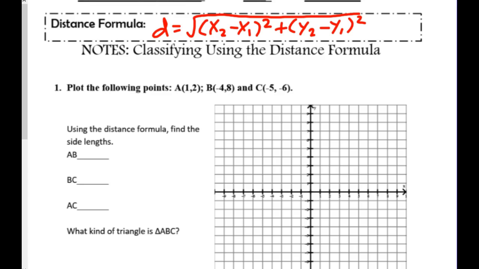It says, first of all, to plot. You should be able to plot points on a graph. You should remember that it's x before y, which means horizontal before vertical. You know which way is positive and negative, right? So A, 1, 2, is going to be right here. 1, 2. And then B is negative 4, 8. And then C is negative 5, negative 6.